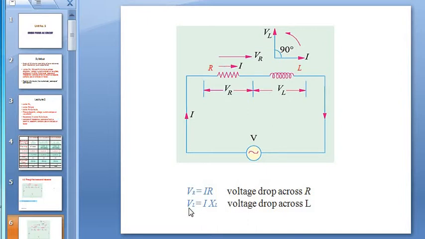What is VL? VL is the voltage drop across the inductor. Therefore, its value will be I into its opposition. Opposition of the inductor is given by XL. Therefore, VL will be equal to I into XL. We also know that for a pure inductor, the current lags behind the voltage across the inductor by 90 degrees. For lagging, the current phasor is shown in clockwise direction after angle 90 degrees. With this information, we can draw the phasor diagram.